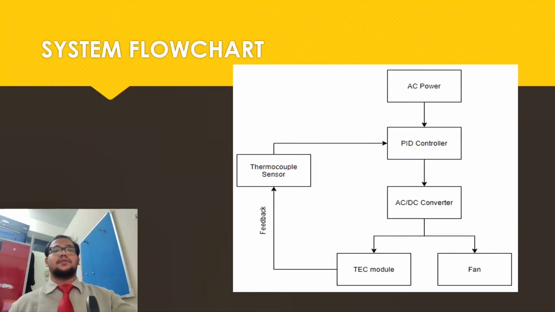So now we move on to the system flowchart. The system will work on AC, because the PID controller works on AC, and the PID controller will control the power to the TEC module and the fan via the AC-DC converter, because the TEC and also the fan are using DC current. The thermocouple will be placed near the TEC module, and it will give feedback to the PID controller about the current temperature, or the perceived value.